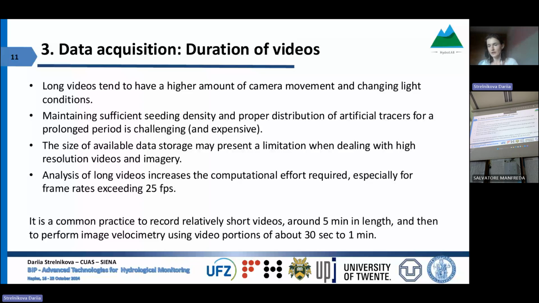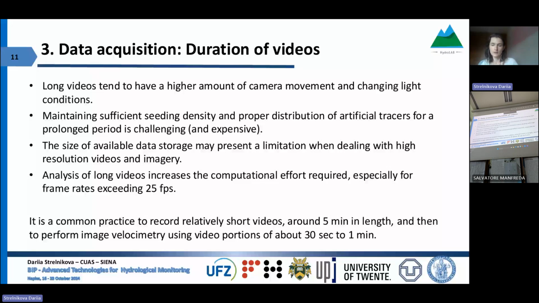We're not in the lab, and because of that, sometimes we just need to fly. So the weather conditions are close to optimal, but the illumination is not completely perfect. There are some clouds which are moving, and the longer the video we have, the higher the probability that the light conditions will change over the course of this video, which will influence the analysis results. We need to maintain sufficient seeding density during the recording, and the longer we record, the more difficult it gets to have tracers homogeneously distributed in the flow all the time.